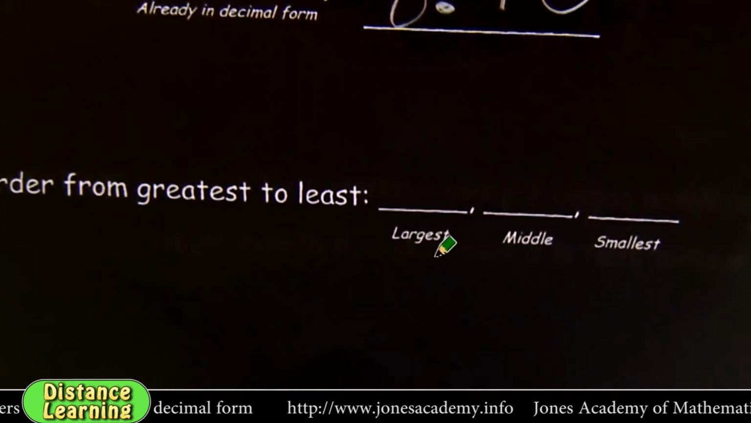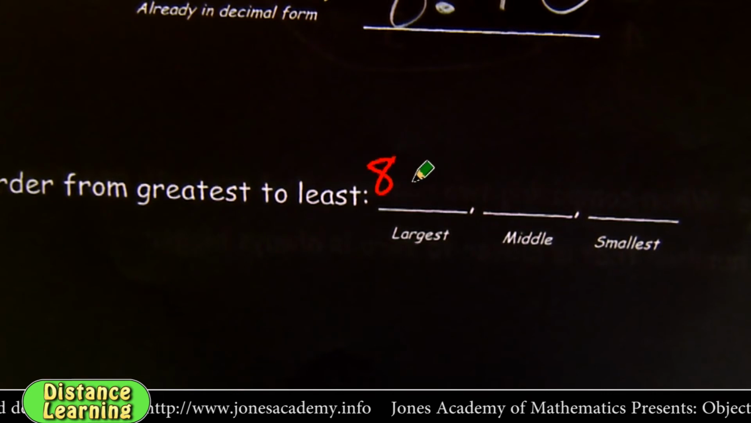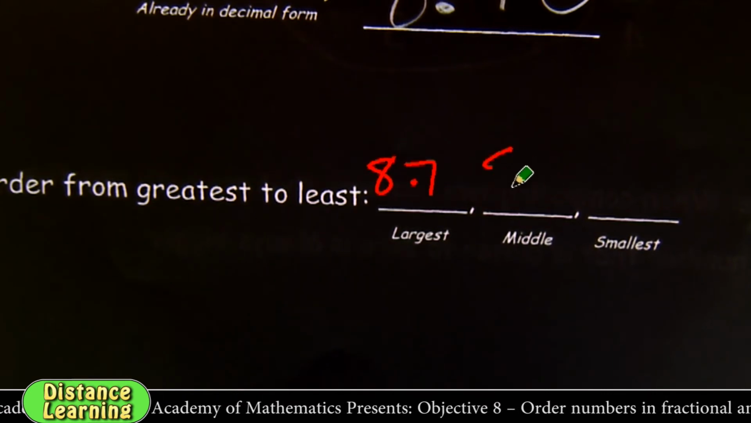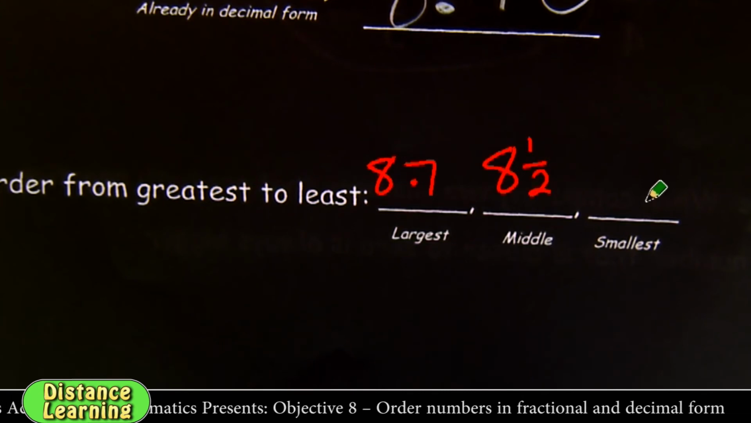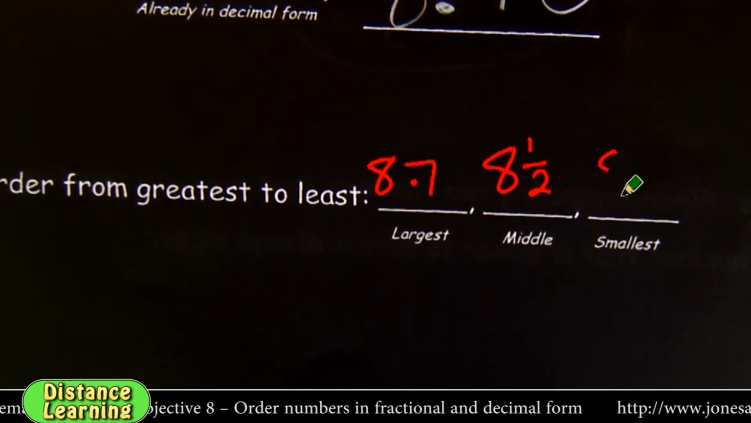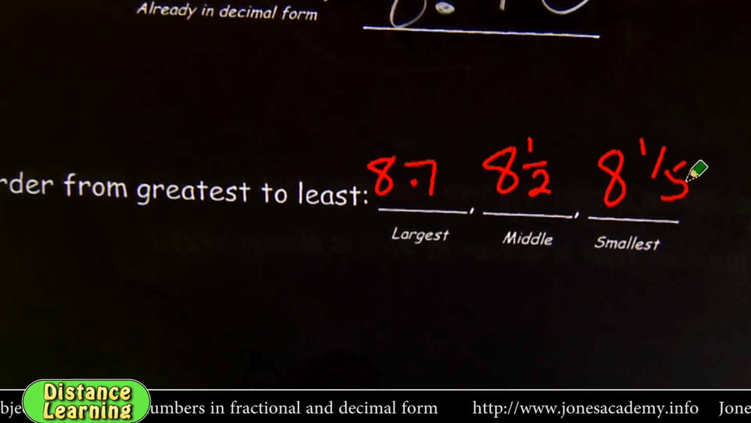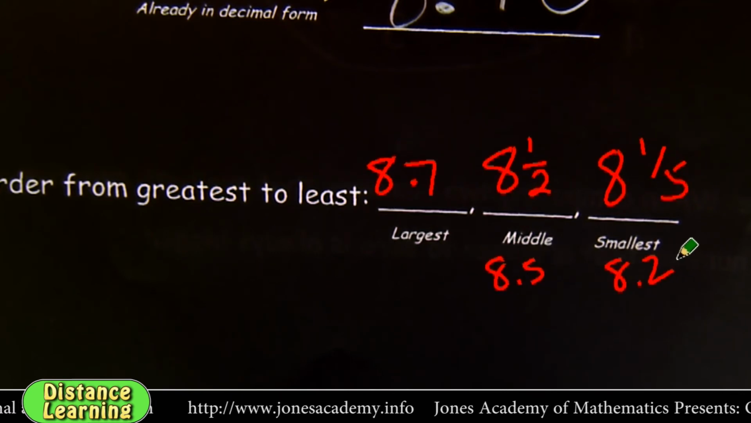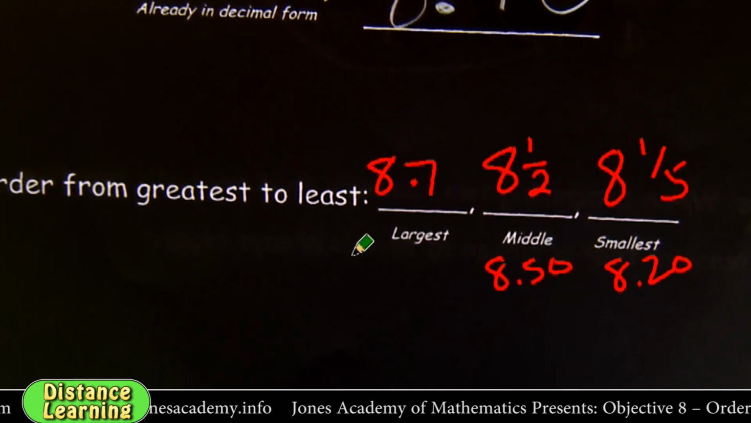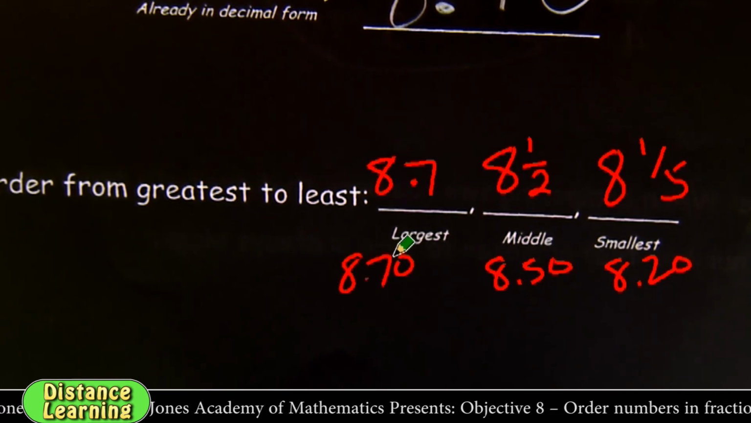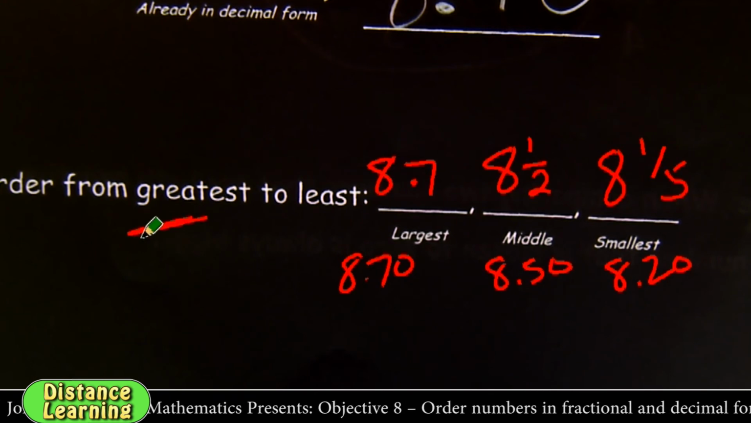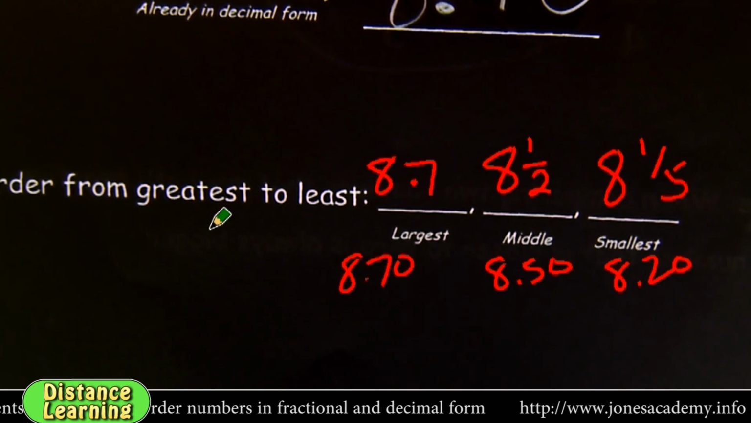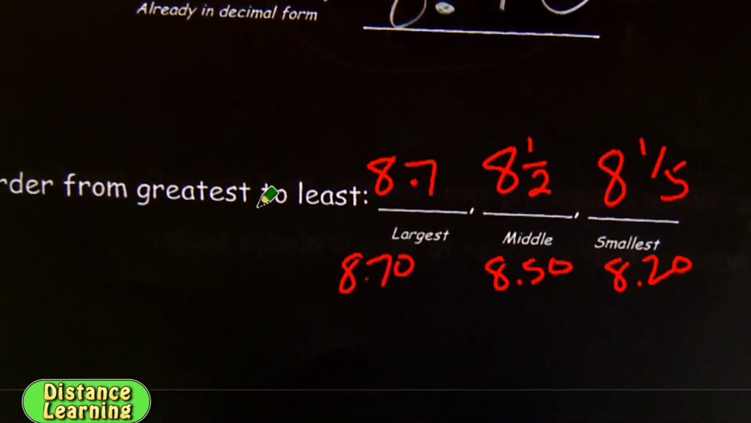What was biggest? 8.7. What was next? Well, 8.5, but remember, we're not going to write 8.5, it's going to be 8 1/2. And then 8.2 was the smallest, which was the 8 1/5. Remember, this was 8.5, and this was 8.2, or 8.50 and 8.20. And that's how you do it. But always pay attention. Some questions will say greatest to least, which means biggest number first. And some questions will say least to greatest, which means put the smallest number first.